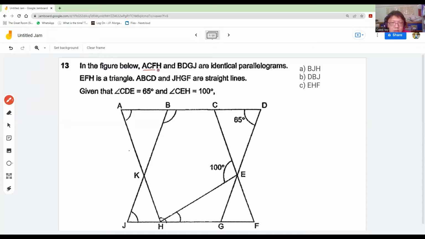A, C, F, H, and B, D, G, J. They are two identical parallelograms. So let's just draw them up. Okay.